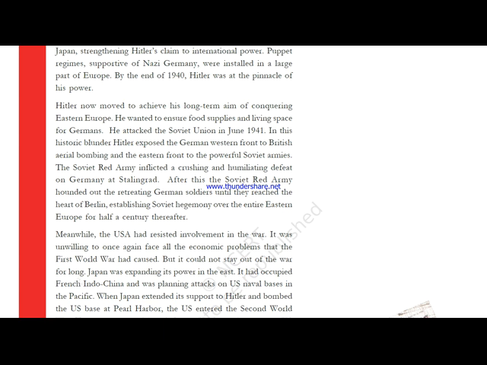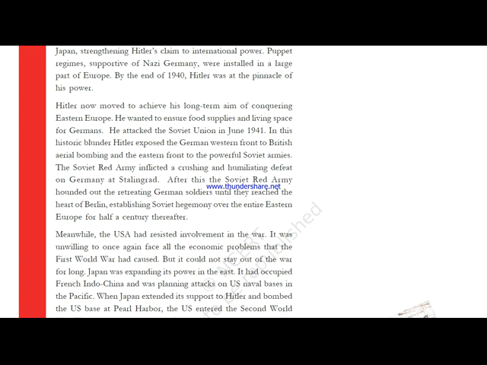So he attacked the Soviet Union. And when he attacked the Soviet Union in June 1941, this was a blunder. The real mistake made by Hitler. Now, why was this a blunder? Why was this a mistake? Because he exposed the German Western Front to British aerial bombing, and the Eastern Front to the powerful Soviet armies. So, what was the result? Germany met with a crushing defeat at Stalingrad. The German army began to retreat, means to move back.